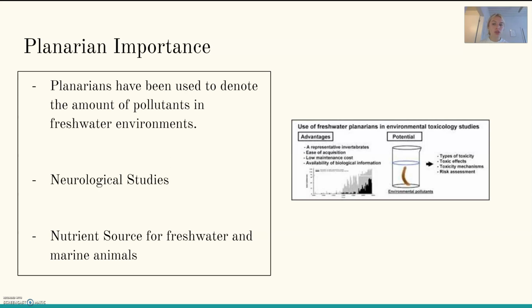So that's been huge. And not only for mankind are they important, but they're also super important for the environment, because they are a food source for a lot of marine and aquatic animals, and they keep the population in check because they eat small aquatic animals and algae.